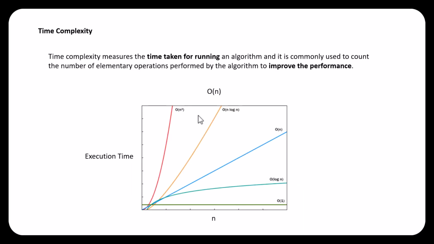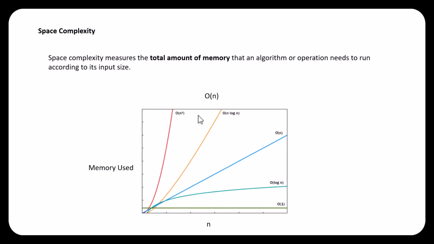Okay, the time complexity is O of n because it depends on the size of the input string, and we have to iterate through that. The space complexity is also O of n, depending on the size of the input. And that's it.